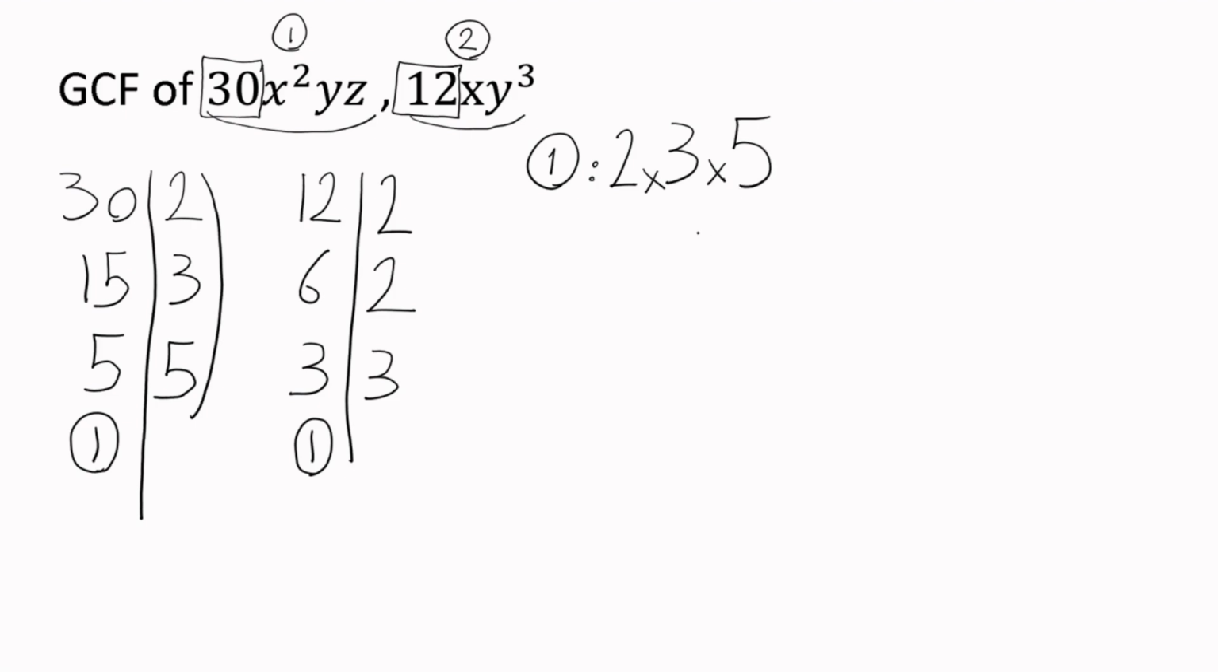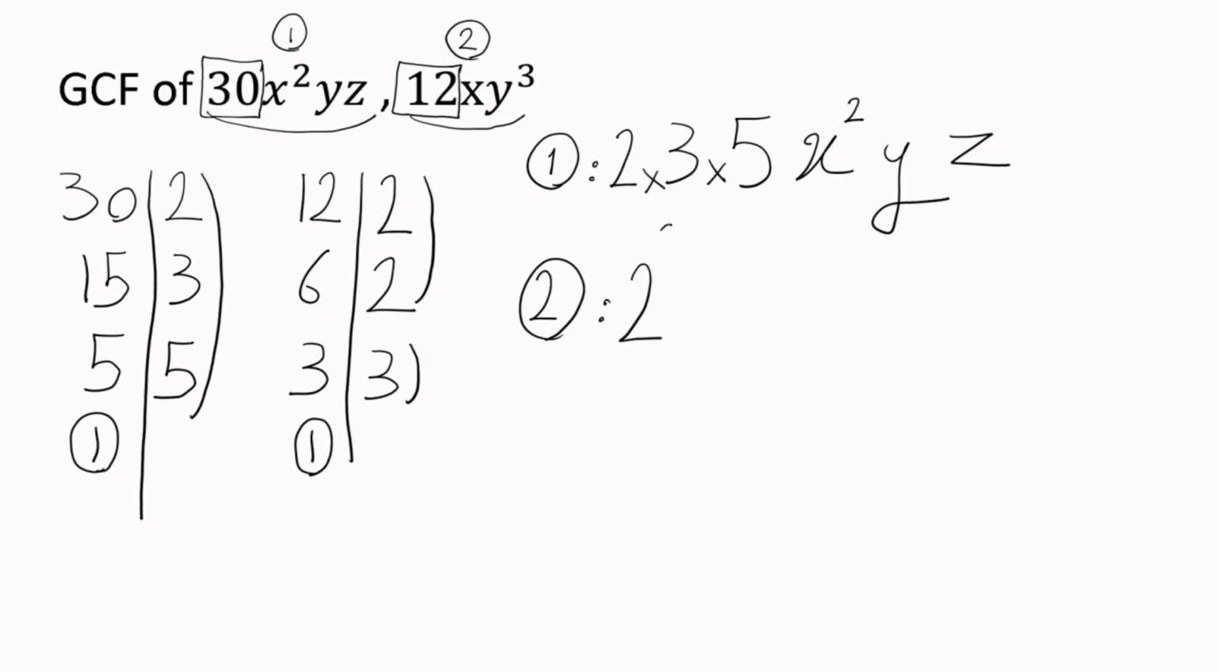Okay, it was the number part. What should I do with the variable part? I must write it without changing that. So I'm going to write it exactly: x to the power of 2, y, z. As you can see, I didn't change the variable part. So let's go for the second one. As you can see, I have two 2's here and I have one 3. So I can write 2 to the power of 2 times 3. And I should not change the variable part. So I must write x, y to the power of 3.